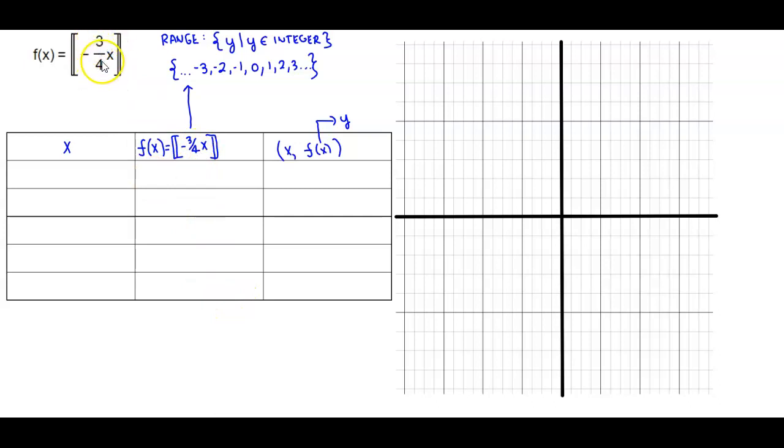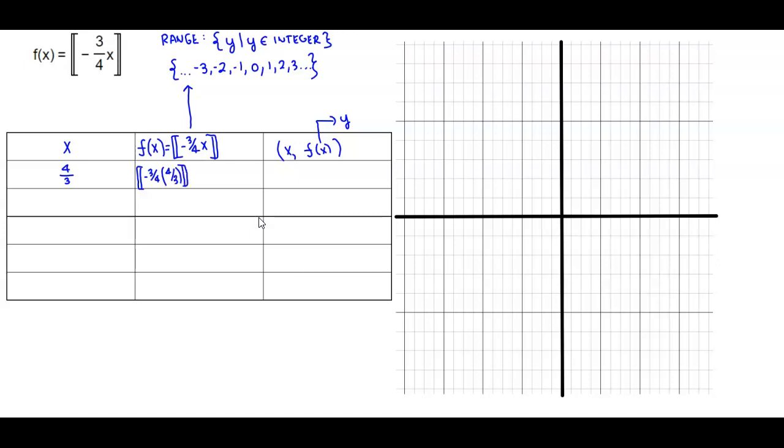The first thing we want to do is plug in a value for x that's going to give us an integer. In order to do that, we need to pick a number that's going to give us that integer, so we want to take the reciprocal of 3/4. The reciprocal of 3/4 in this case is +4 thirds. So we plug x to be 4 thirds. We have the greatest integer function of -3/4 times 4 thirds.